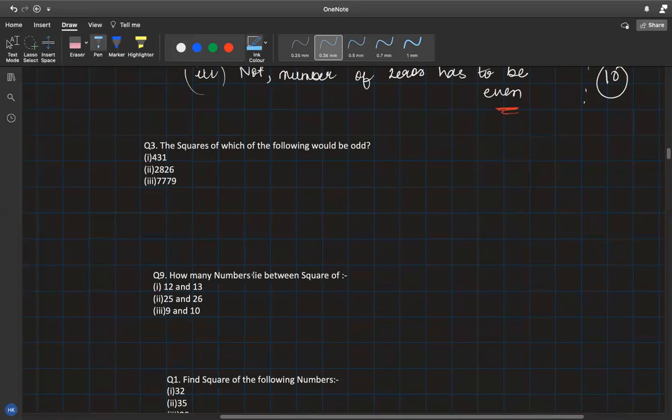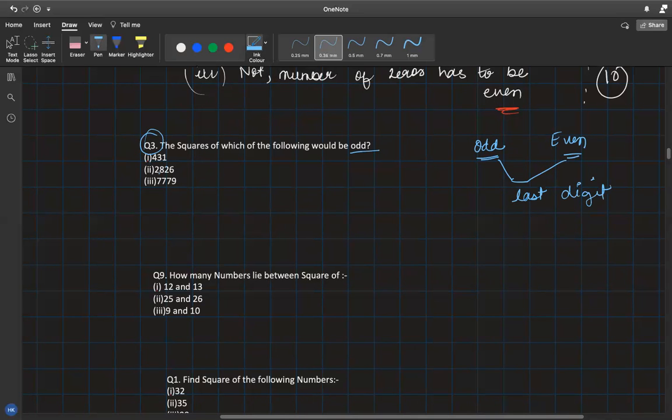Moving forward with the third question of your NCERT, the square of which of the following would be odd. In this case also, if we remember, there are two types of numbers, odd and even. And how do you identify whether a number is odd or even? By just looking at the last digit of the respective number.